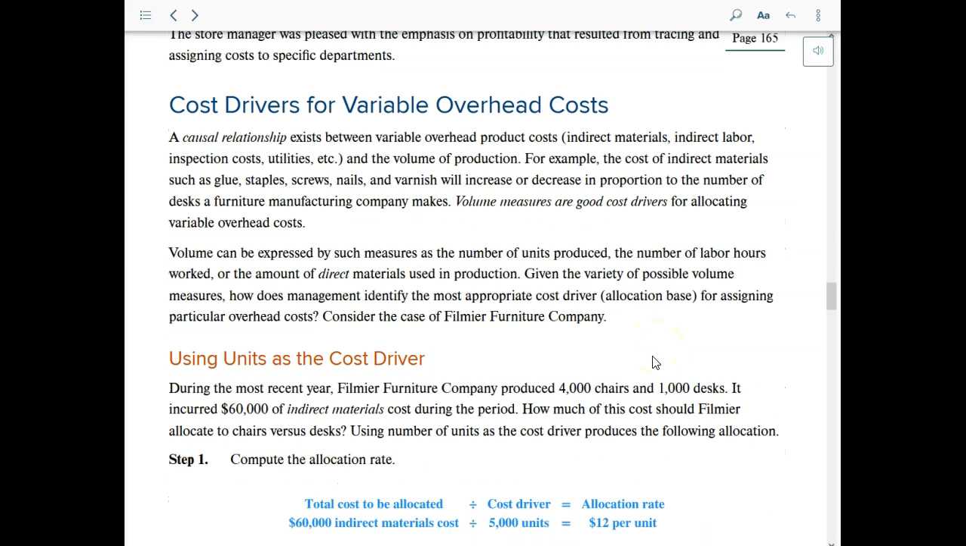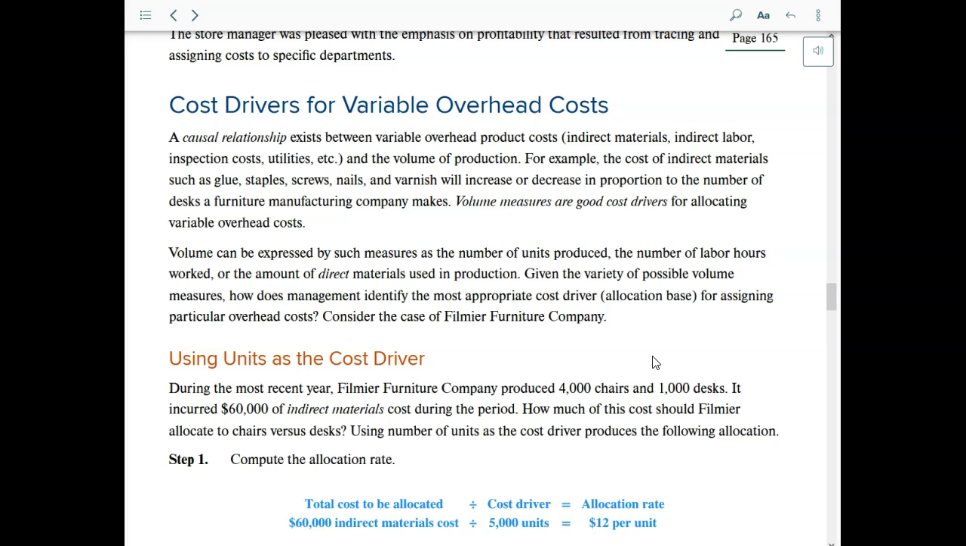Now let's get away from the retail area and get into manufacturing. Remember back several chapters ago we talked about overhead cost, and there are 3 costs in the manufacturing area: direct materials, direct labor, and then manufacturing overhead. So materials, labor, and overhead. Materials and labor are fairly easy to trace to different products that you're making. Overhead, though, accumulates a variety of costs.